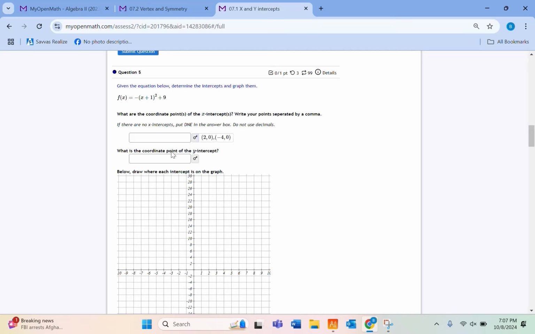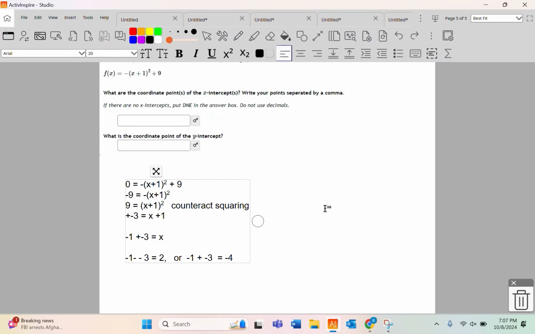See? And they actually want it to be done as coordinates. Y-intercept. That's something you haven't done since Algebra 1. We let x equal a 0. So this is going to be y equals now negative 0 plus 1 quantity squared plus 9.